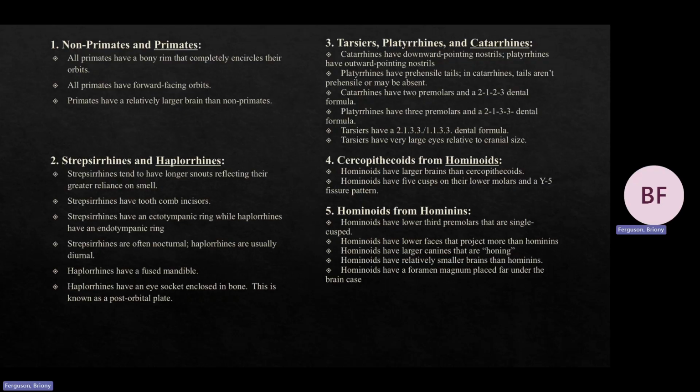And then hominoids have a foramen magnum that's placed much further underneath the brain case. The foramen magnum is actually this little hole at the bottom of your skull where your spinal cord helps attach your head to your body. Now, as something becomes more bipedal, we see that foramen magnum move to be more centrally located underneath the skull rather than further back, which we'll talk about in the next lecture as well.